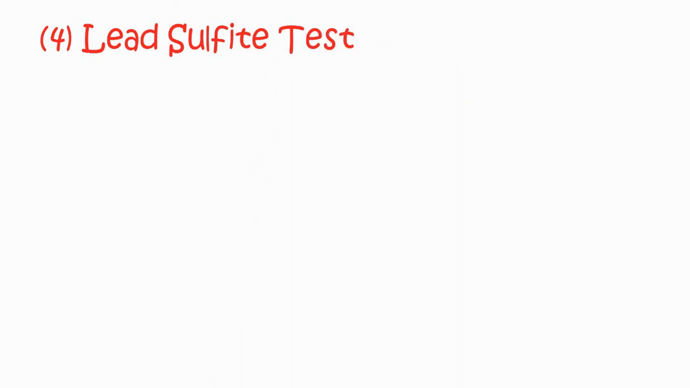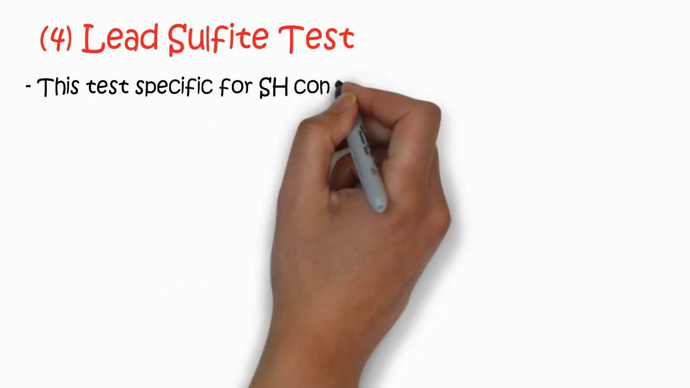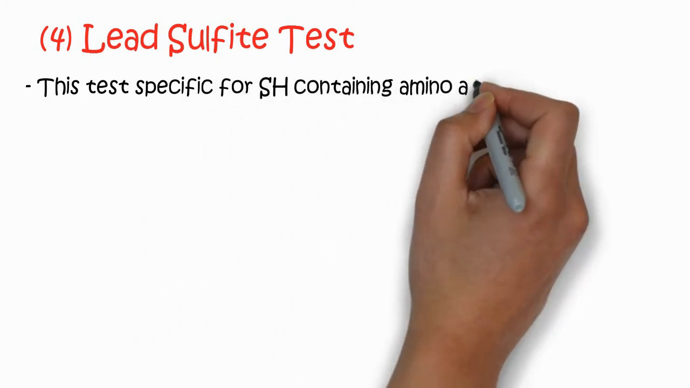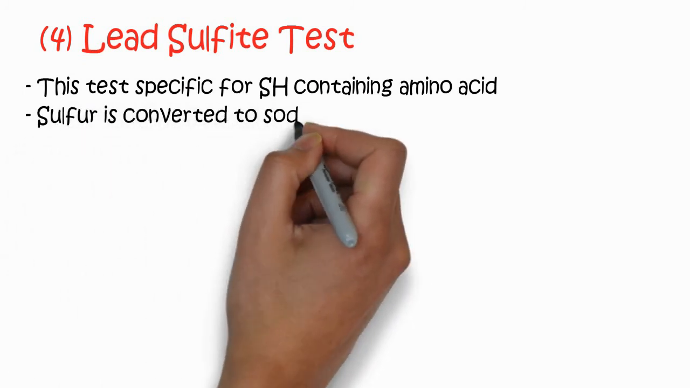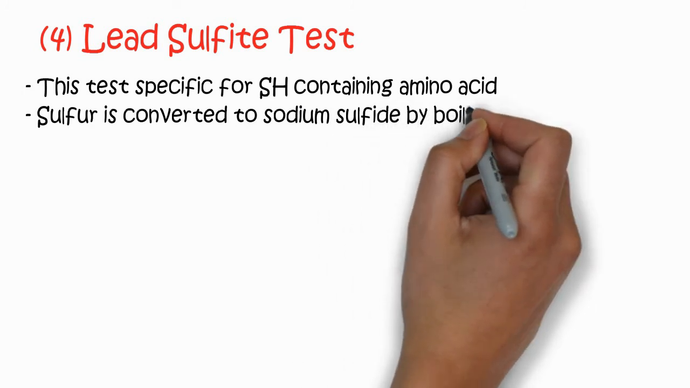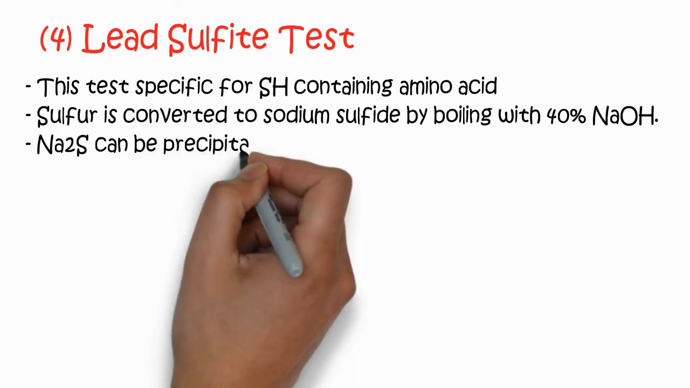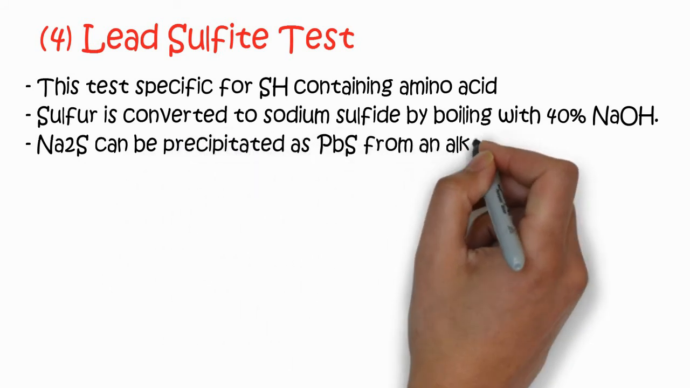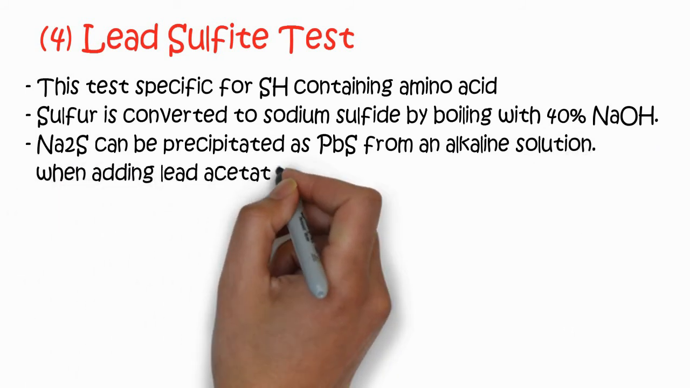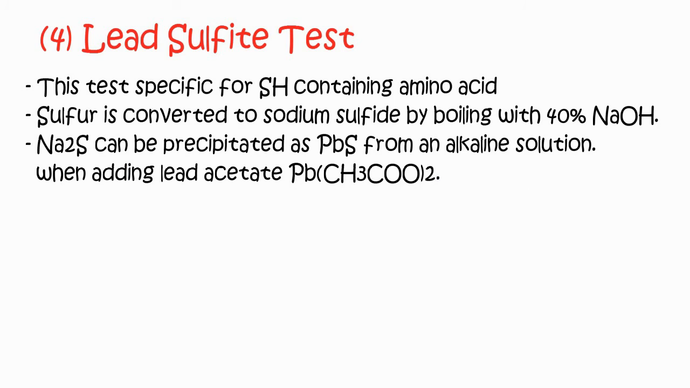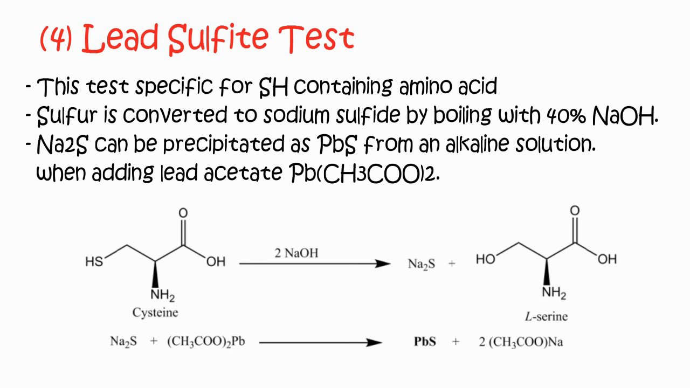Fourth is lead sulfide test or lead sulfide reaction. This test is specific for sulfur containing amino acid. Sulfur is converted to sodium sulfide by boiling with 40% sodium hydroxide, and then sodium sulfide can be precipitated as a lead sulfide from an alkali solution. When adding lead acetate, we obtain the specific black color.